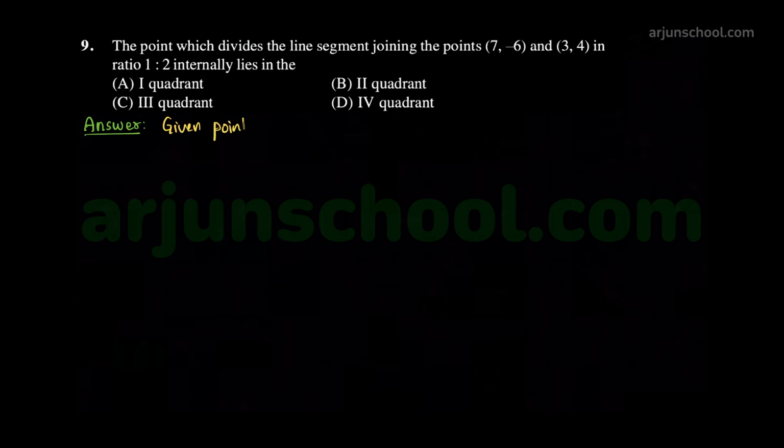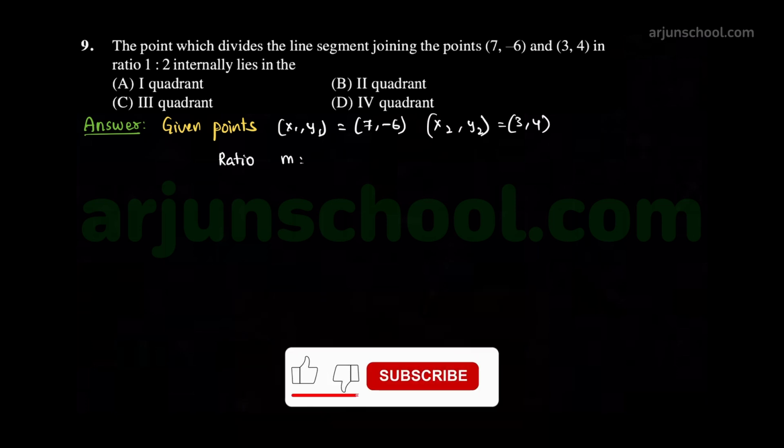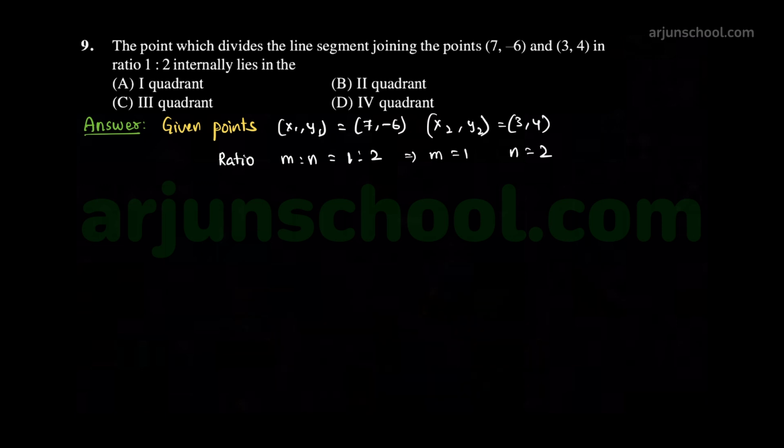The given points are (x1, y1) equal to (7, -6) and (x2, y2) equal to (3, 4). And the ratio m:n is equal to 1:2. That implies m is equal to 1 and n is equal to 2.